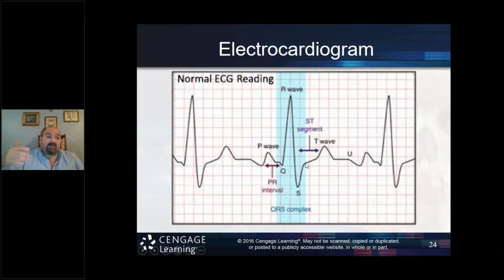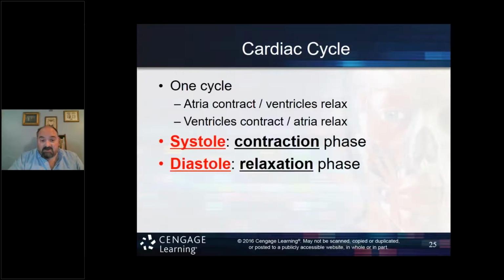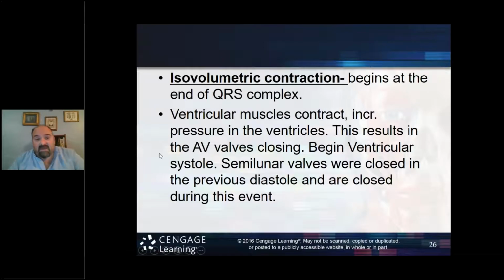And then we're going to have the atrial contraction and then the ventricular contraction. As we're looking at here, the ventricular muscles contract. There's an increase in pressure in the ventricles, which results in the atrioventricular valves closing, which would be the tricuspid and the mitral valve, right? Those are the AV valves, the valves between the atria and the ventricles.